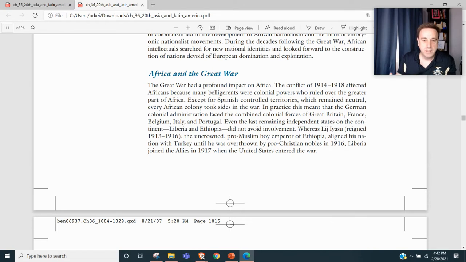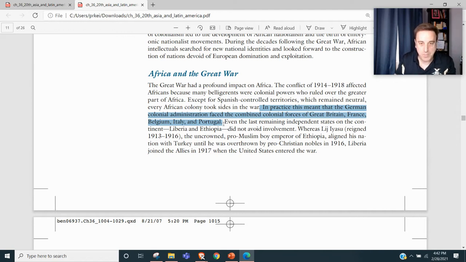So one of the things to note is that when it comes to Africa and the Great War, they were affected in many ways. One of the first things to note is that the Great War just wasn't in Europe. It was in other parts of the world as well. When you take a look at the different sides, you basically had one side with Great Britain, France, Belgium, Italy, and Portugal, and on the other side, you had Germany. Those were the powers that were colonizing in Africa at the time, essentially.